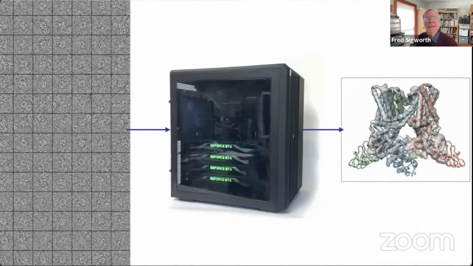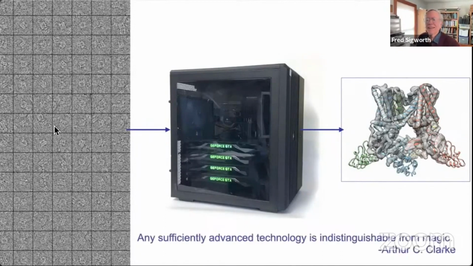So I think I will quit here and say, well, so that's the black box. For a lot of people, it's the GPU-based extreme gaming workstation that carries out this maximum likelihood reconstruction algorithm. And I'm still astonished that the whole thing works.